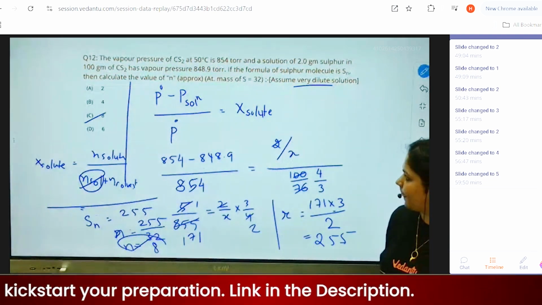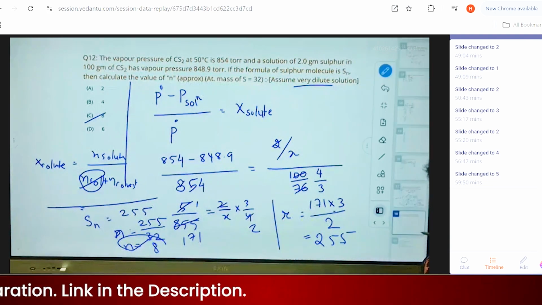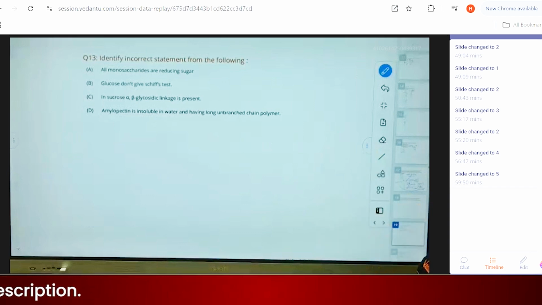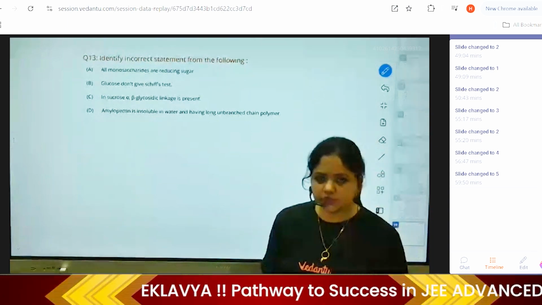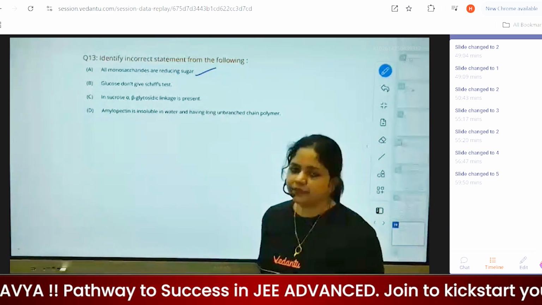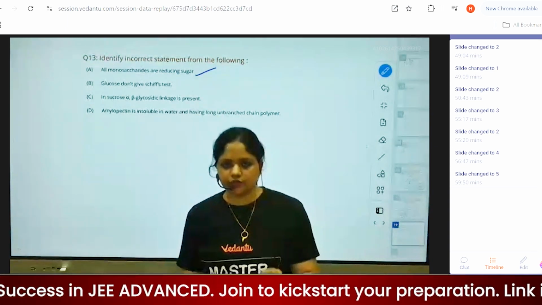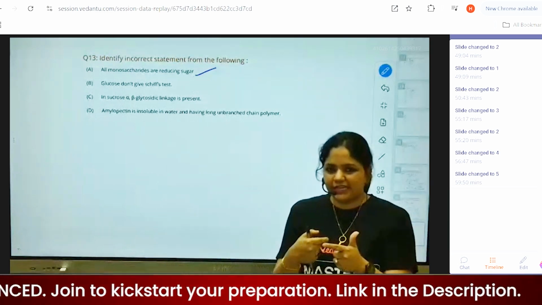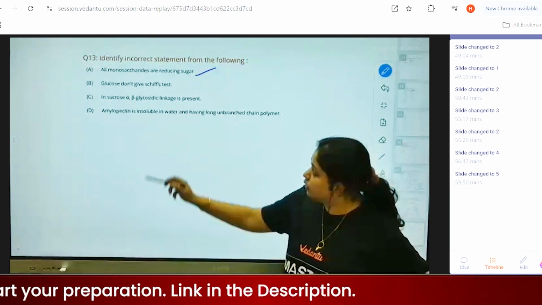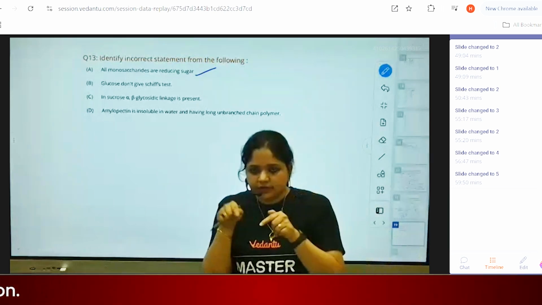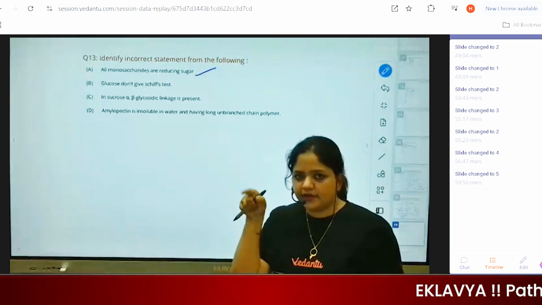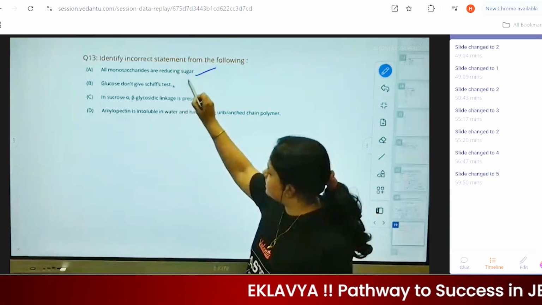Moving further, in this one, identify the incorrect statement for the following. So, all monosaccharides are reducing sugars. Yes, all monosaccharides are reducing sugars because of the CHO, CO group which is present. Glucose does not give Schiff's test because the CHO is involved in the pyran ring formation, so it does not give. This is also correct.